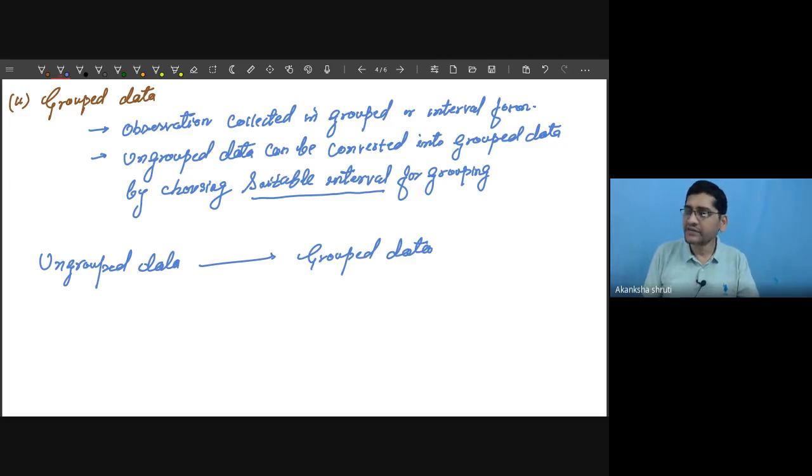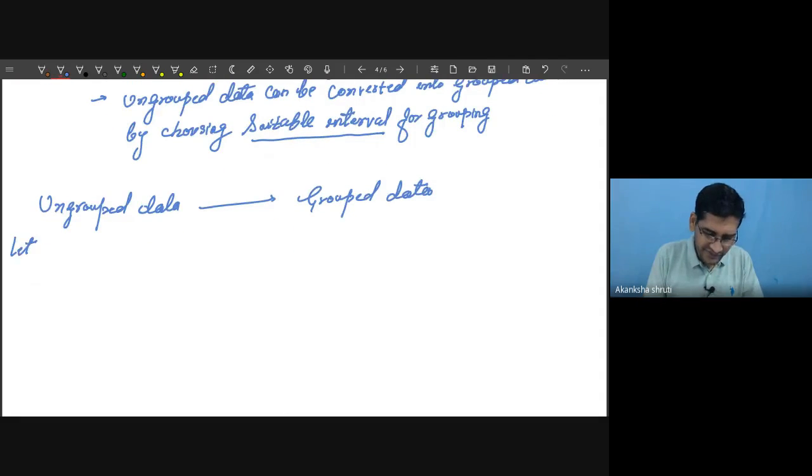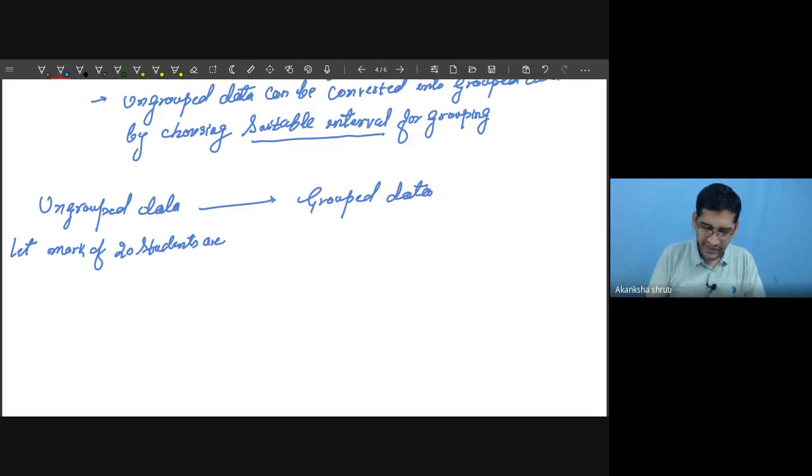So let me take an example. This time I am taking the marks of 20 students individually. Means the first student is getting how much, second student is getting how much, that way. That I am writing. Means I am taking the ungrouped data.